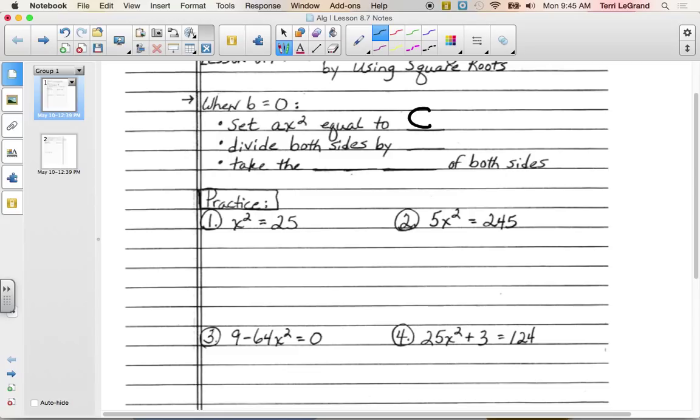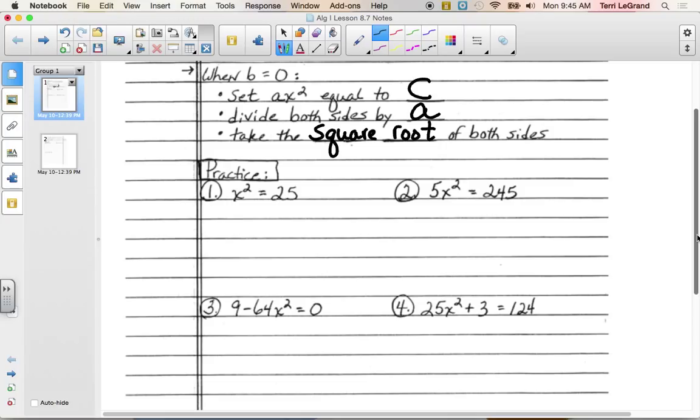Then we're going to divide both sides by a, because typically we can. And then we're going to take the square root of both sides. So, it's just like any time, oftentimes we get to skip that first step if it's already done for us. This is one, so that's always the first thing we're going to ask ourselves: is ax squared set equal to c? So number 1, what do you think?